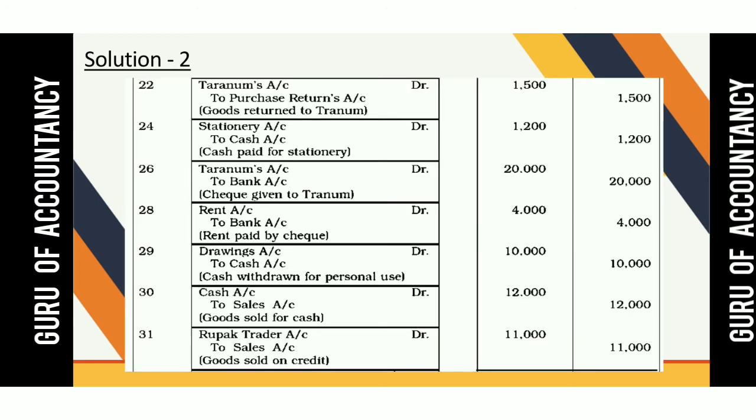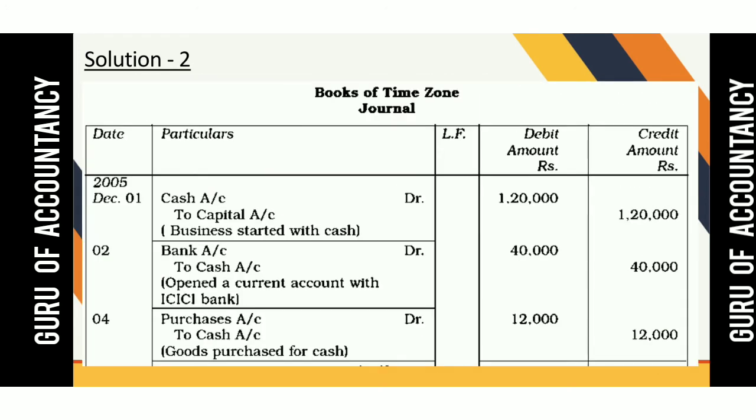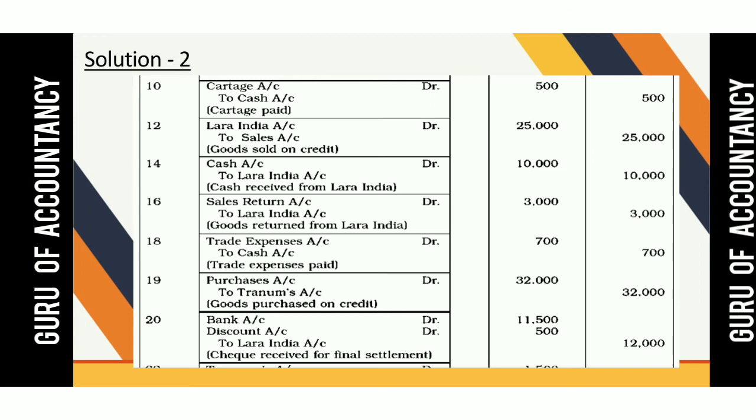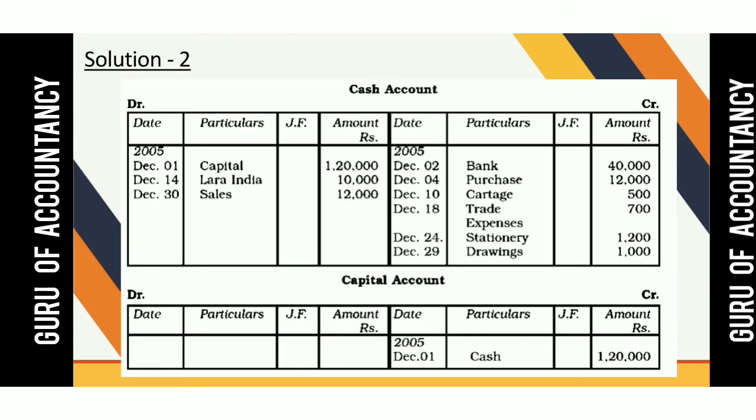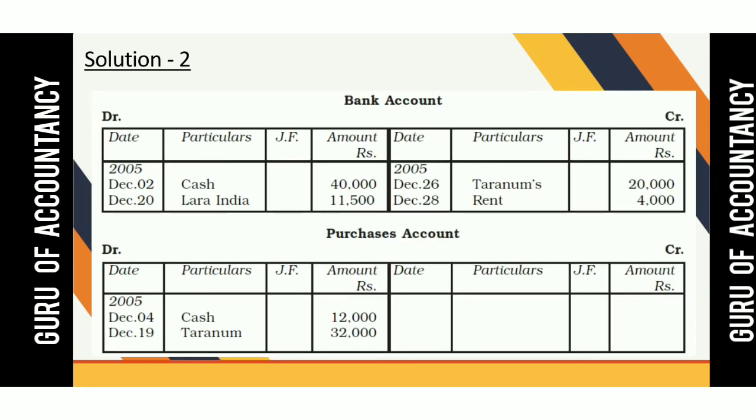So in this way each and every transaction would be posted, and after posting all the transactions your account would be totaled and you will find the balance. How to find the balance I have already discussed. Once more I am discussing. Let us see this bank account and purchase account. In the bank account you can see the debit side is 40,000 and 11,500, so the total is 51,500. And on the credit side 24,000. So the higher total is 51,500.